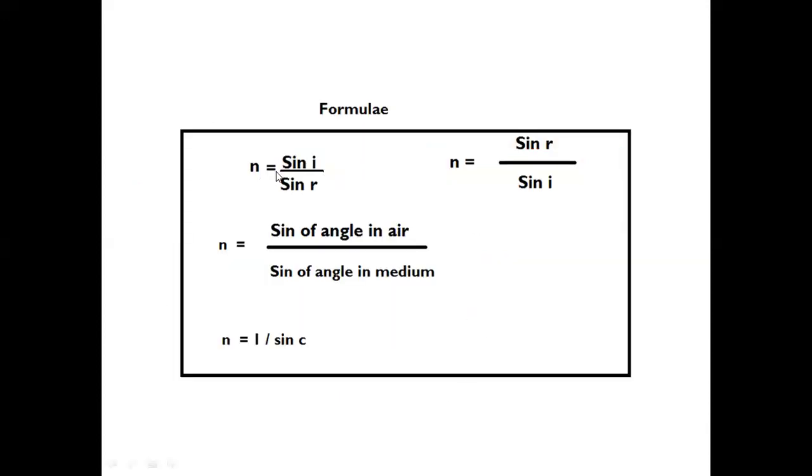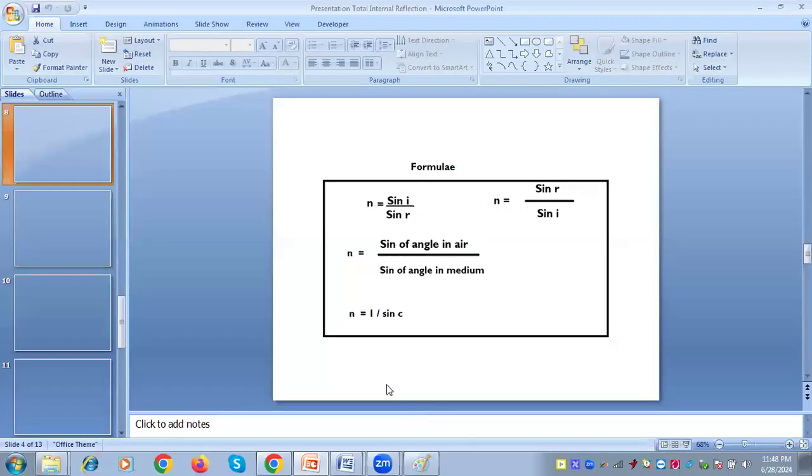These are some formulas. n is equal to sin i upon sin r, the refractive index, when the ray is entering from rarer to denser. And when the ray enters from denser to rarer, you will take sin r upon sin i. n is equal to sine of angle in air divided by sine of angle in medium. This is what I just explained. So when a ray goes from denser to rarer medium, you can calculate the refractive index using this formula. n is equal to 1 upon sin C. How have we got this formula? For that purpose, I will just give you some more detail.